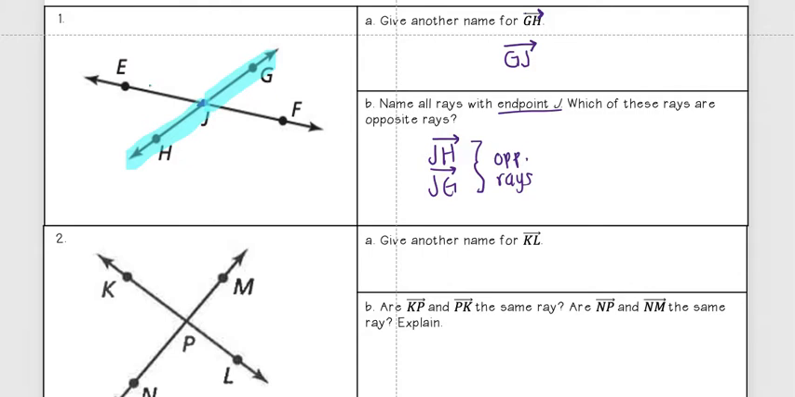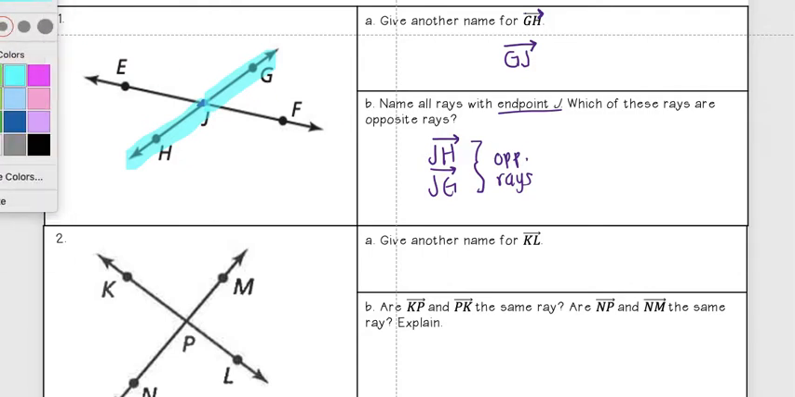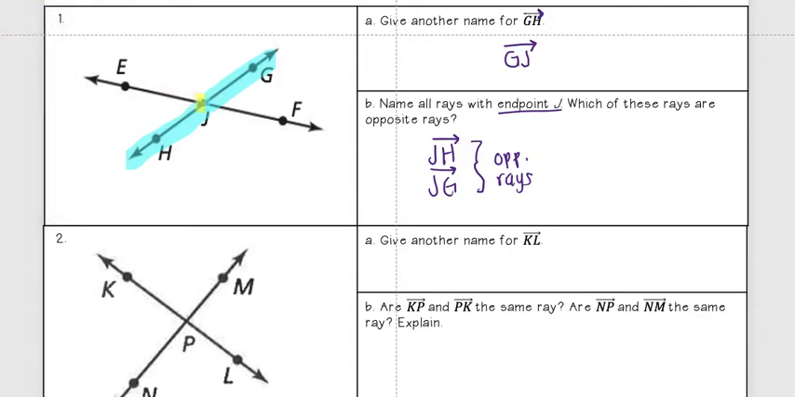Okay, well, I still have this whole other line that's going through here. So another ray with endpoint J is JE. And the opposite ray for that is the one that's just going to be right in line with it. So that's going to be JF. And those are opposite rays as well.